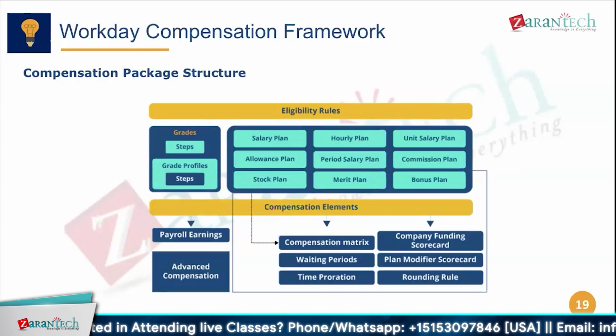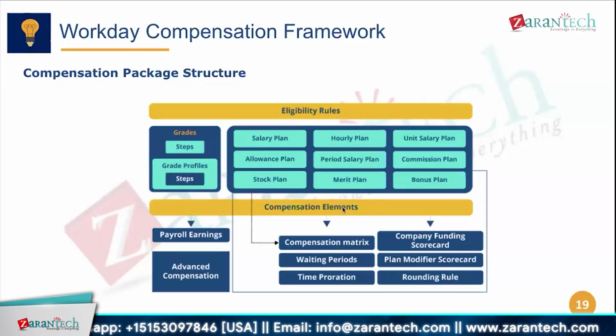It would consist of most of these plans as and when applicable. Now, while some of them seem like every employee can have, they might not be eligible for it. So that's where the eligibility rules come into the picture, where you can set up the tool to say, okay, person X gets allowance, a salary, and stock, but does not get a merit plan. If you want to set up those kinds of combinations, you can do that via eligibility rules.